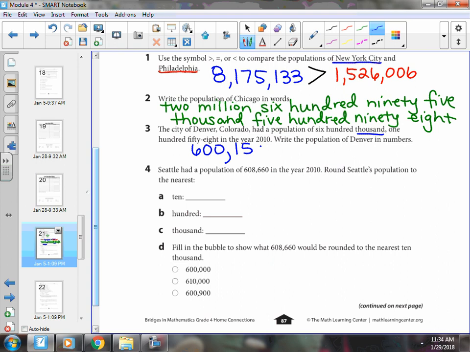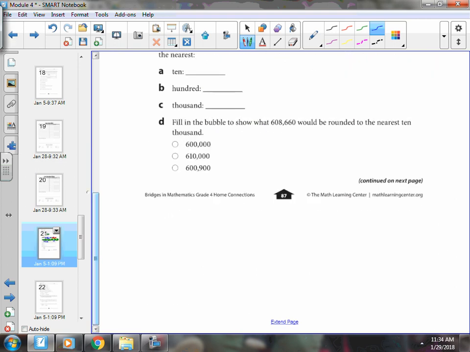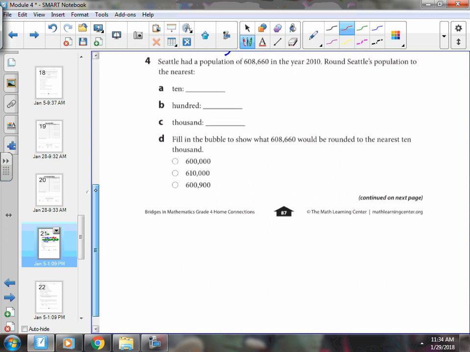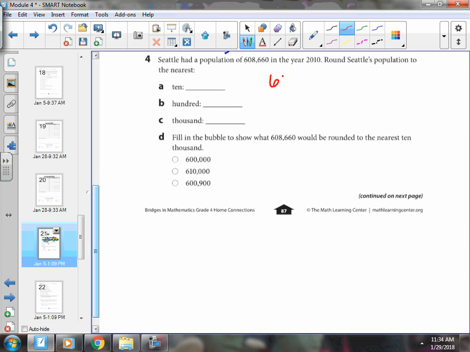I can write that. Number 4, Seattle had a population of 608,660. Round to the nearest 10, the nearest 100, and the nearest 1,000. So we're going to round that original number in 3 different ways. So I'm going to write the original number, and I want to round it to the nearest 10. Look at the number that comes after. It's a 0. A 0 tells us to keep it the same. So I'm going to keep it a 6, make everything else a 0, which is what it already is. So this number was actually already rounded to the nearest 10.